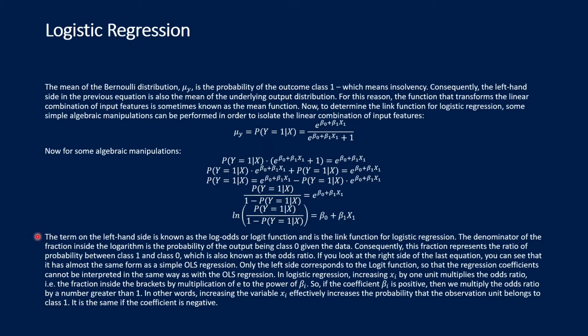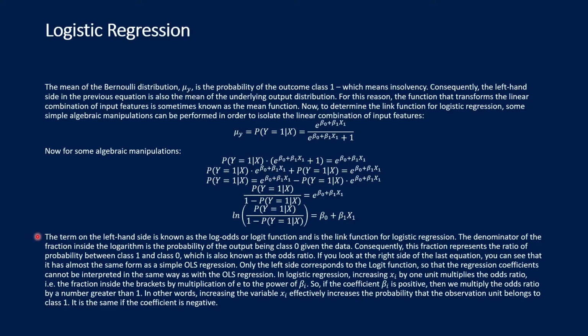The denominator of the fraction inside the logarithm is the probability of the output being class 0 given the data. Consequently, this fraction represents the ratio of probability between class 1 and class 0, which is also known as the odds ratio. If you look at the right side of the last equation, you can see that it has almost the same form as a simple OLS regression.